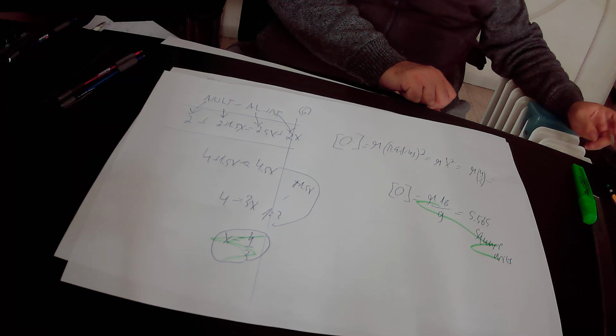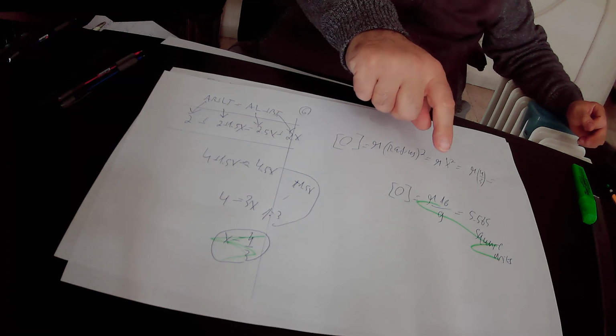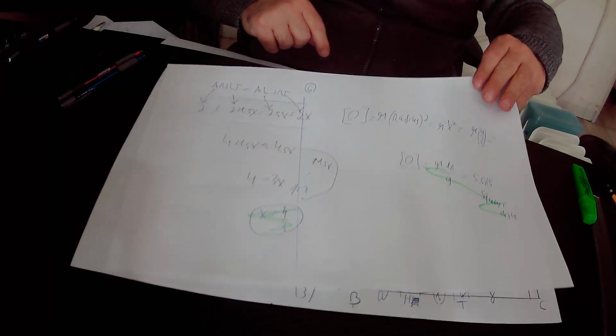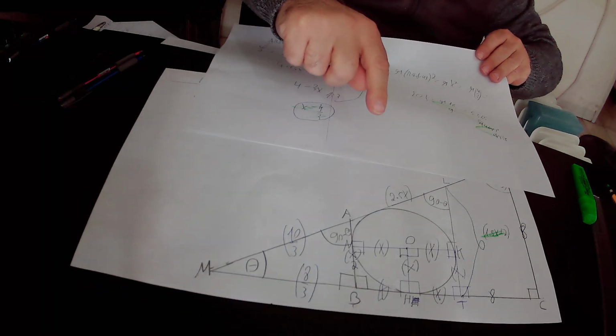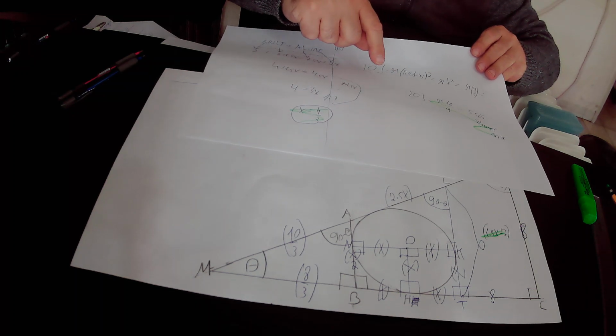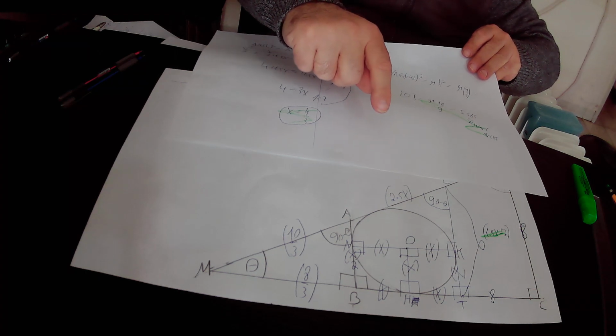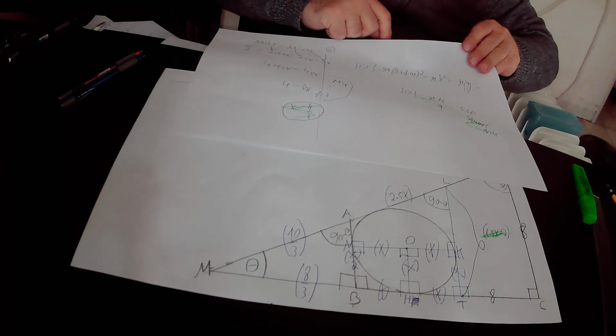4 over 3 squared equals 4 squared, that is 16, over 3 squared, that is 9. So in conclusion, we found out that the area of this circle equals either 16 pi over 9 square units, or in terms of numbers, approximately 5.585 square units. Okay, thank you very much.